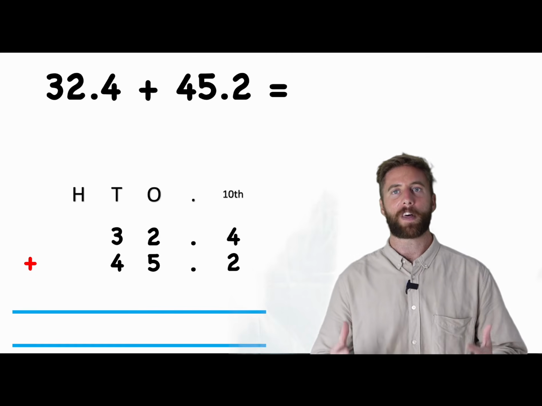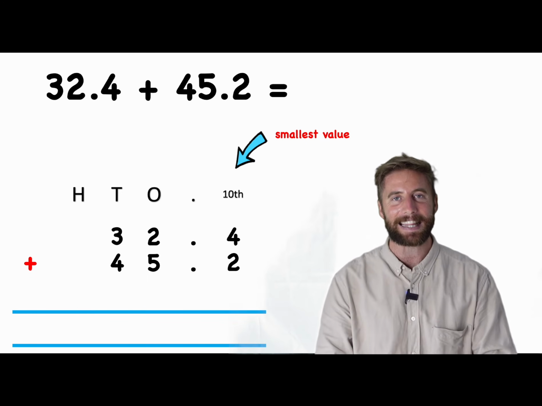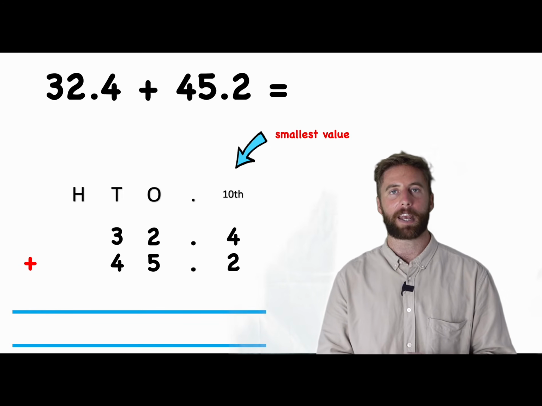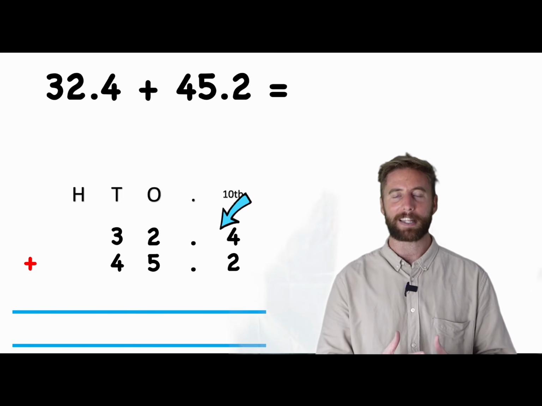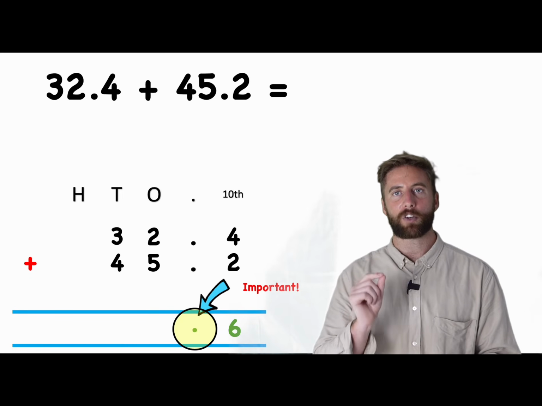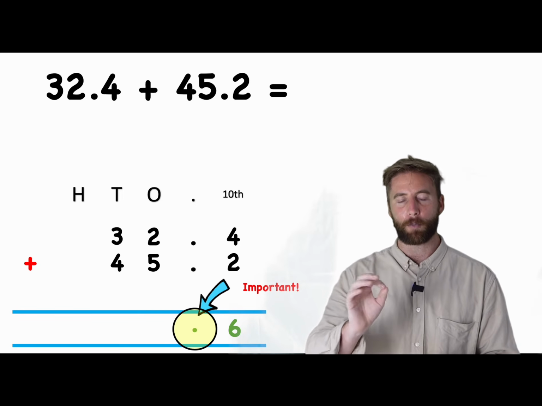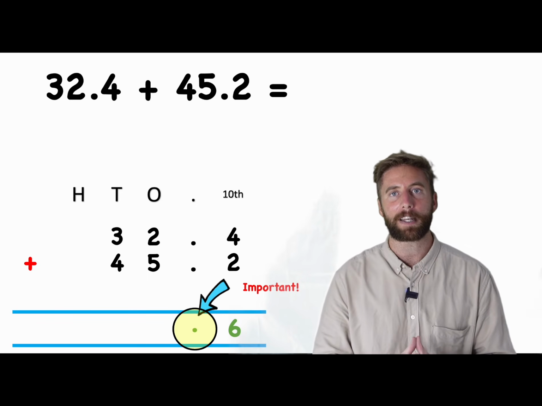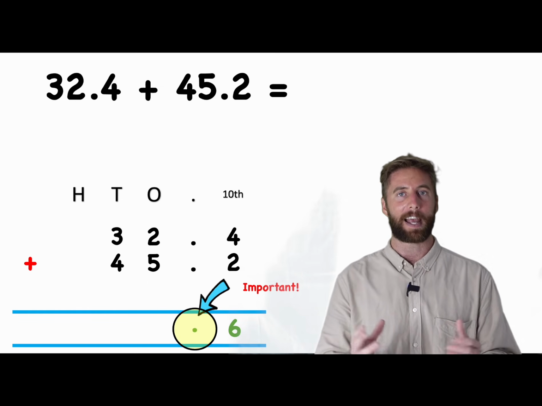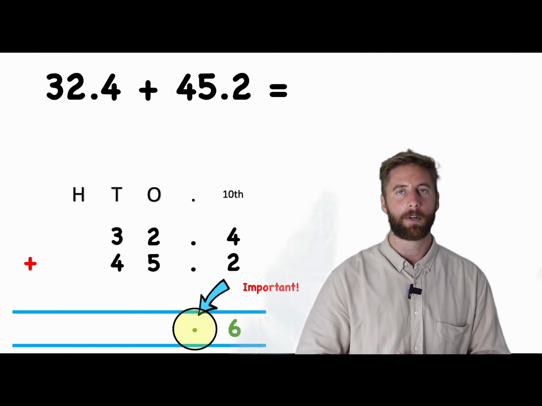And what do we do? That's right, we start at our smallest value. And in this case, our tenths column is our smallest value. So let's begin. 4 tenths add 2 tenths equals 6 tenths. Now, here's a really important detail. I'm going to make sure at this point I put my decimal point in. If I don't put my decimal in, I could forget it and change the whole value of the number later. So it's really important I put that in now. Let's do it together. Boom.